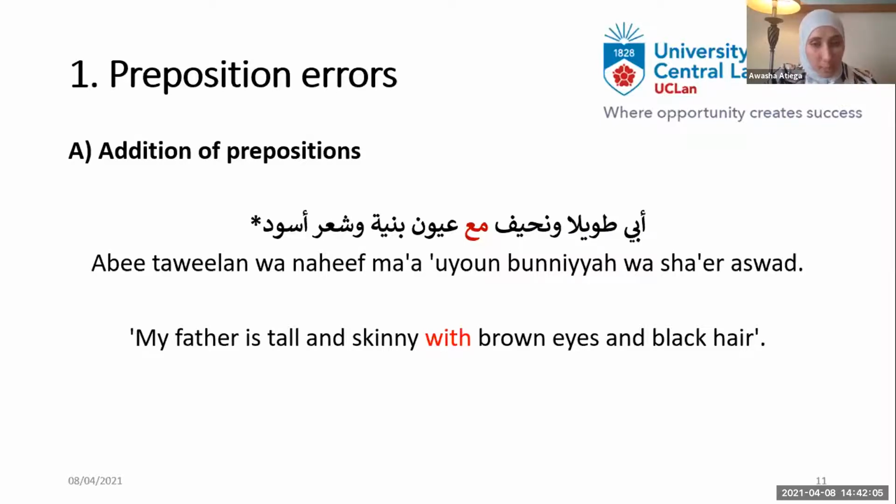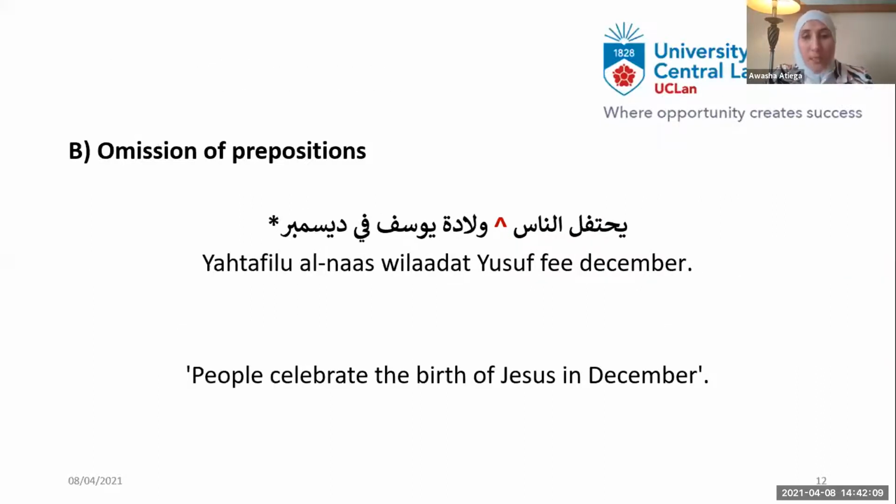Similarly, with the following type of errors, omission of prepositions. يحتفل الناس ولادة يوسف في December. The student here has omitted the preposition. Once again, if we look at the English translation of this example, people celebrate the birth of Jesus in December, there is no preposition after the verb celebrate. It becomes clearer that this student seemed to borrow this pattern from English, and it's highly likely that English is the responsible source for this error as well.